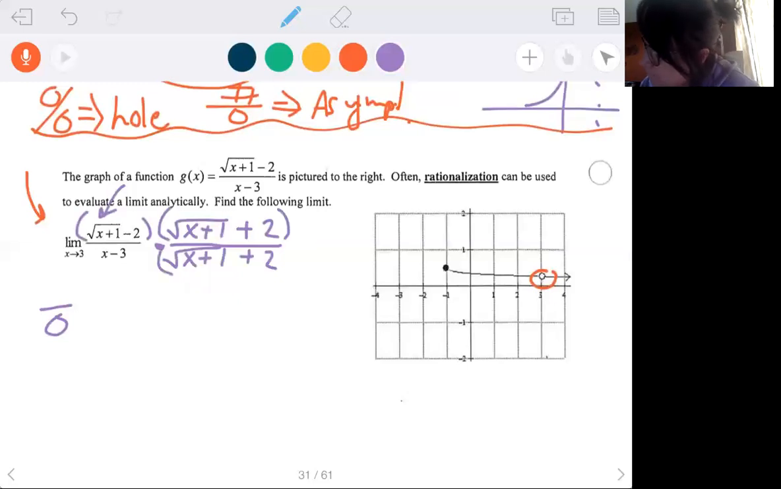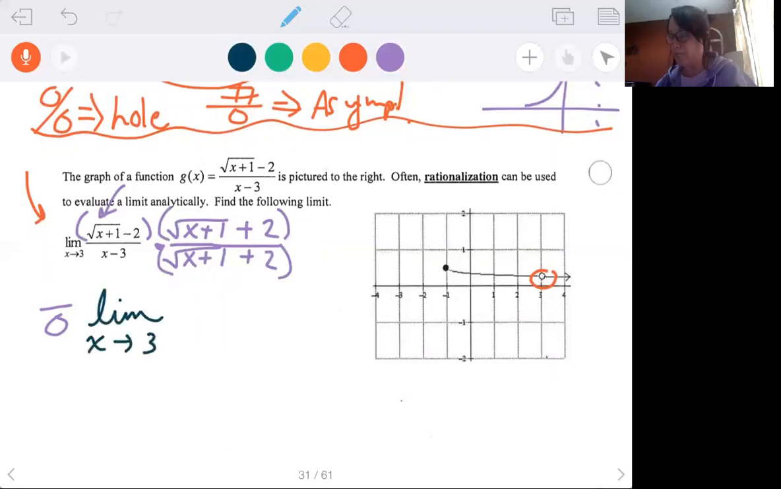It rationalizes it. So now what I'll do is take that limit, as I know there's a hole there. I want to find the location of the hole. Even though f of 3 doesn't exist, its limit does in this case. So we're going to do firsts, outsides, insides, lasts, FOIL. The roots will cancel, giving us an x plus 1. Outside and inside are opposites, so they'll cancel. And then our last are minus 4.